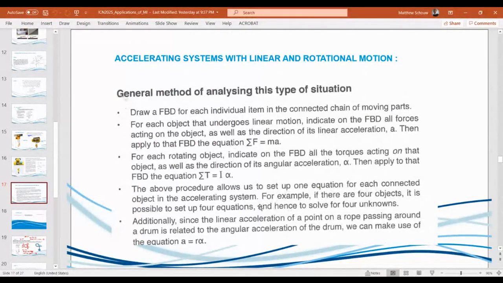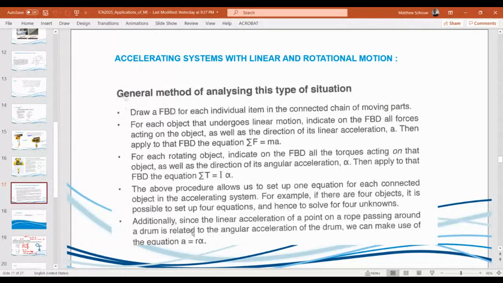I'm going to highlight this: if there are 4 objects, it's possible to set up 4 equations and solve for 4 unknowns, right? With three objects, 3 unknowns. So be aware that you can end up with simultaneous equations, a 3x3 matrix, though I highly doubt a 4x4 matrix. I'm making you aware that you have to set up equations and solve them at the same time.